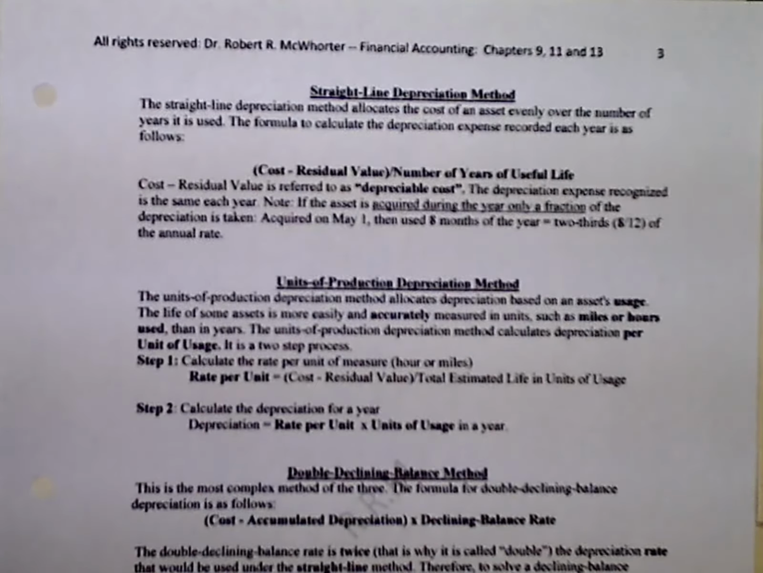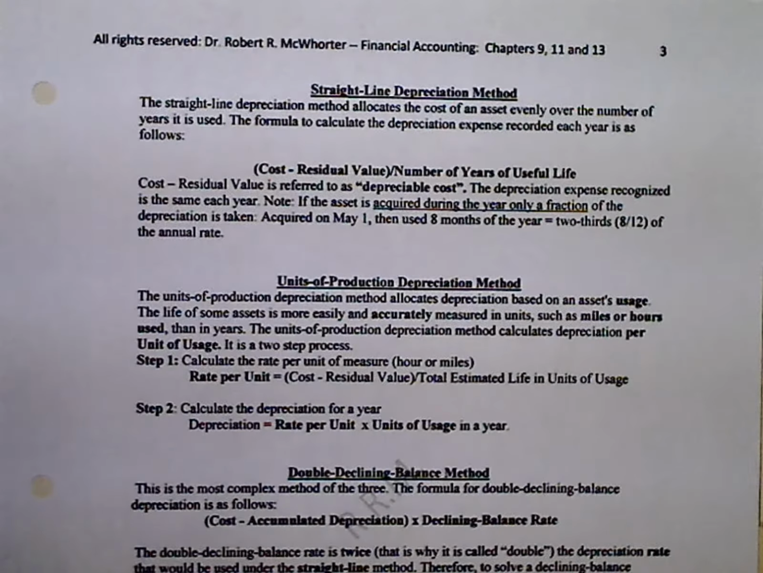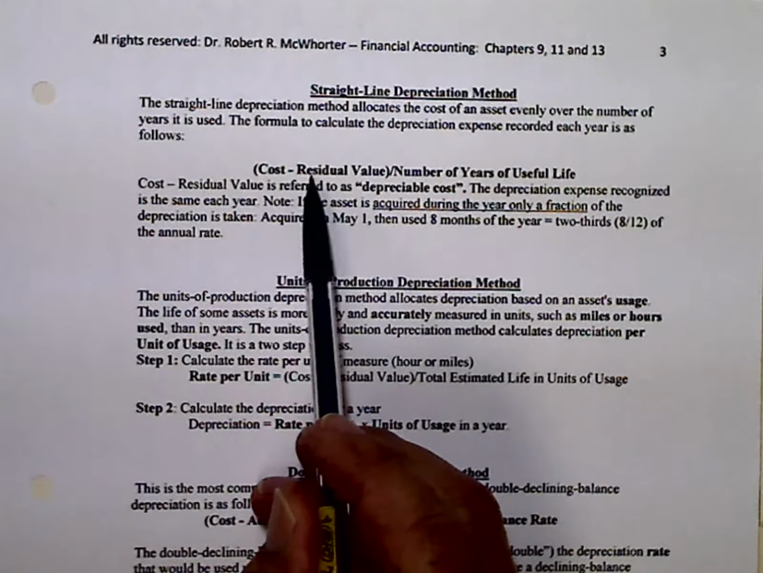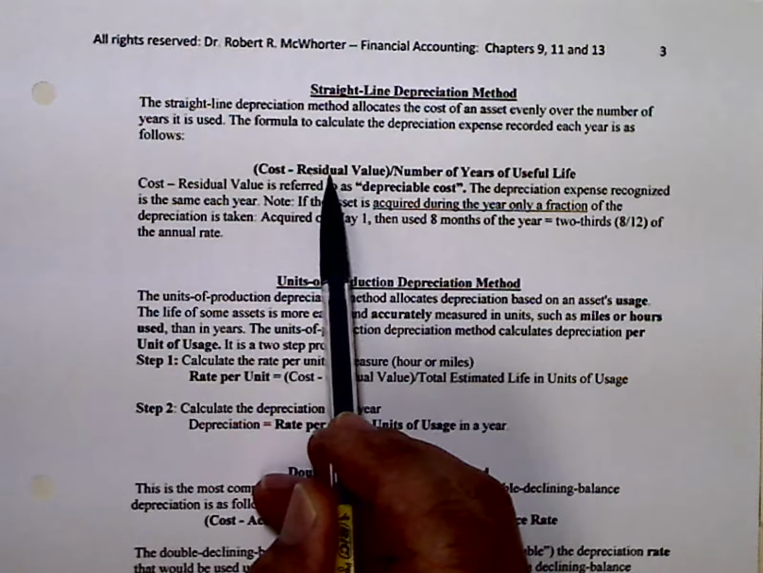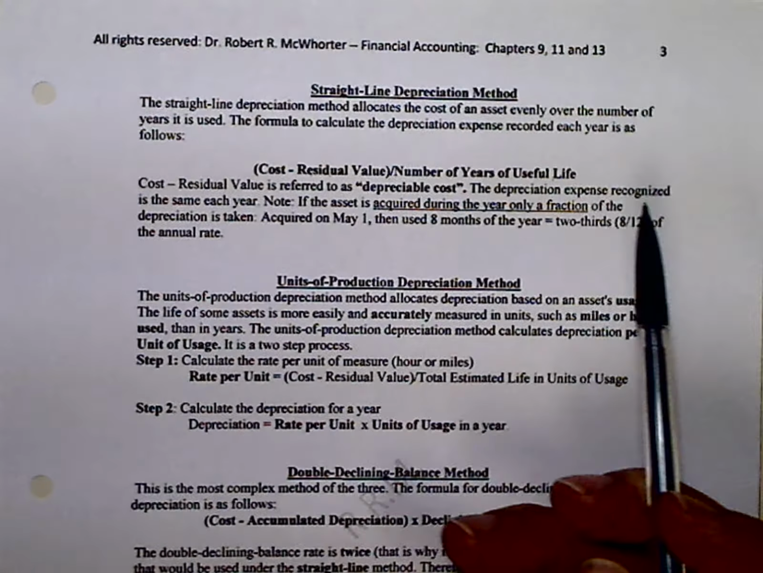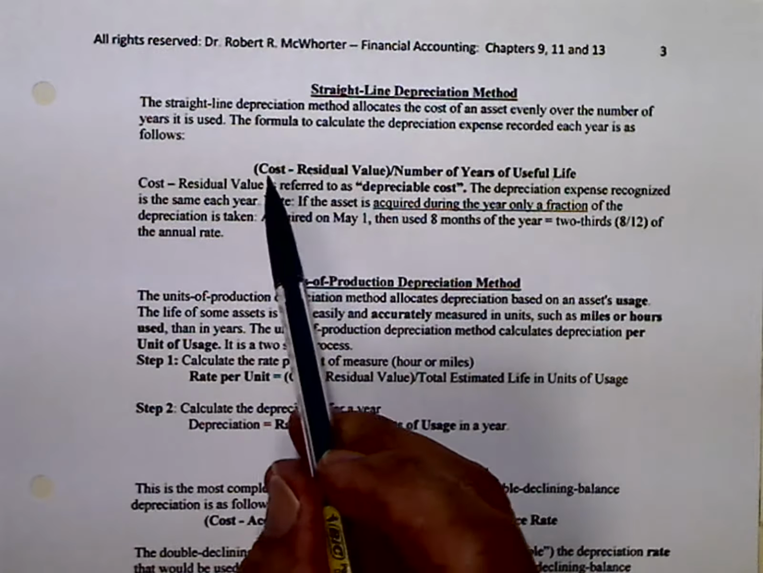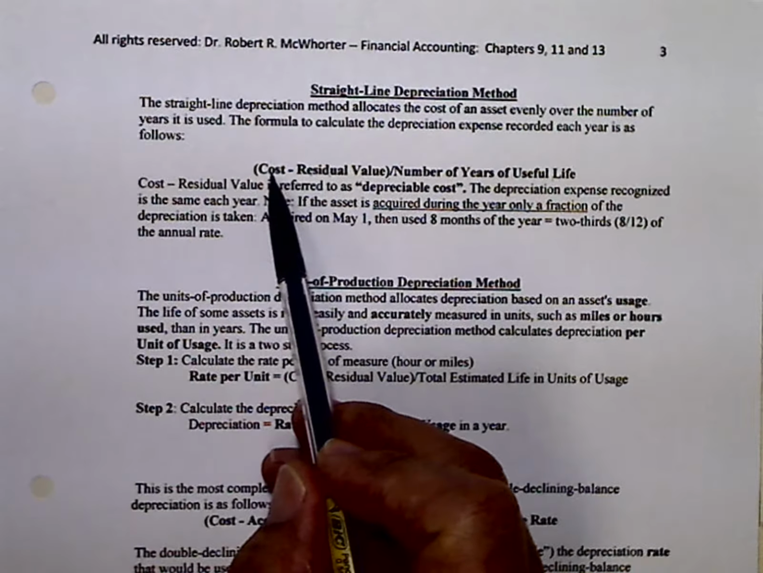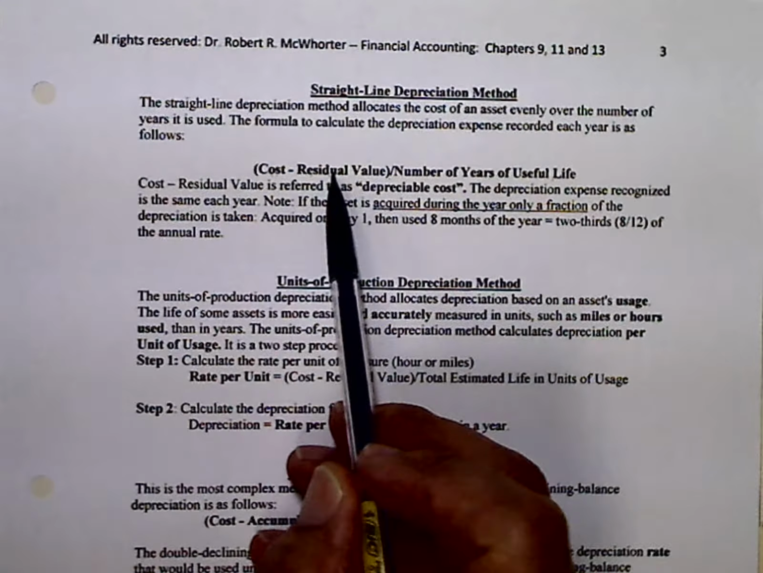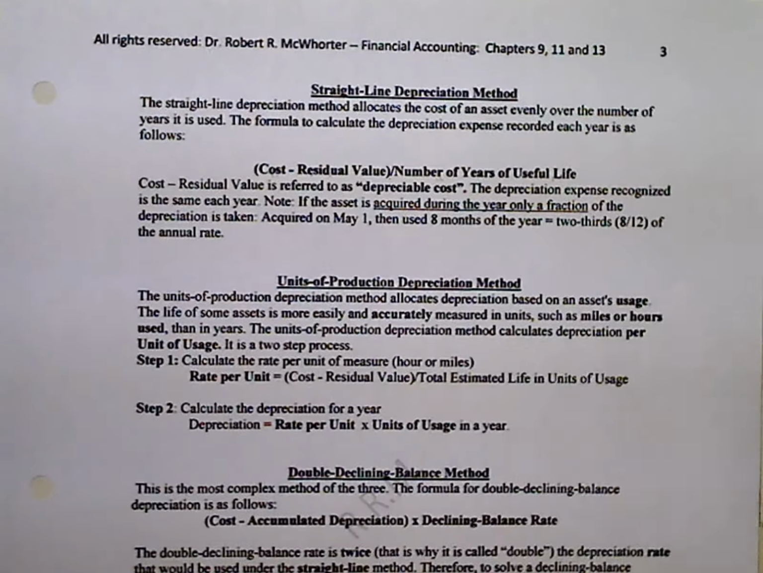Straight line method. This is by far the easiest. This is the one that everyone loves. You take the cost minus the residual value and then divide by the number of years of useful life. In these calculations, you're going to be given the cost, the residual value, and the number of years of useful life.